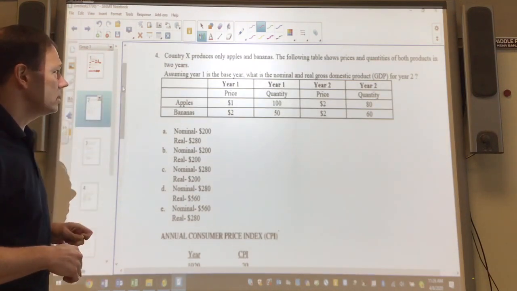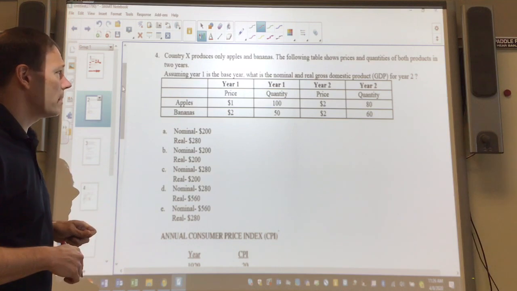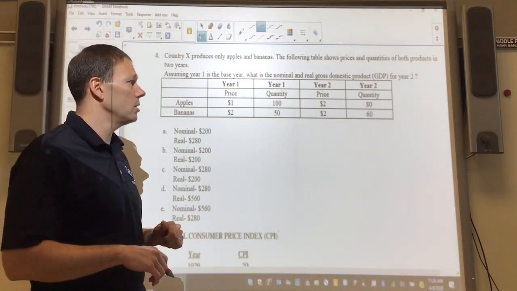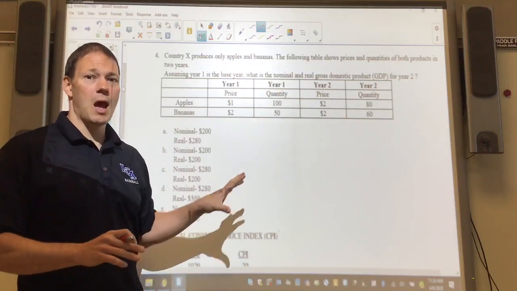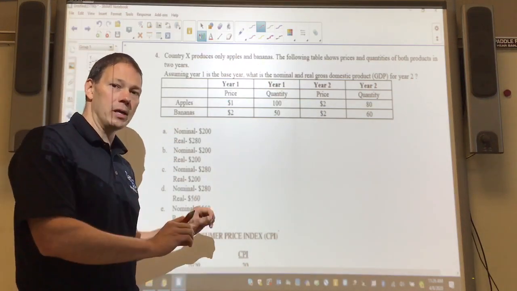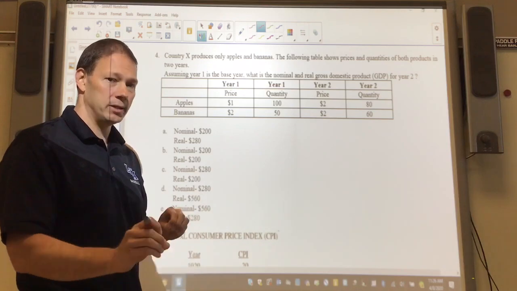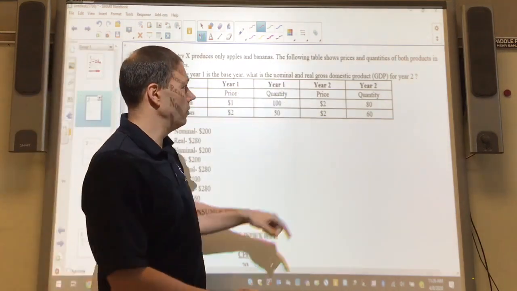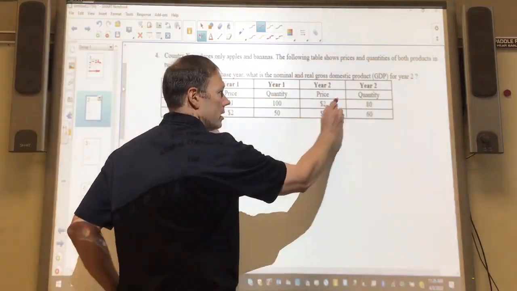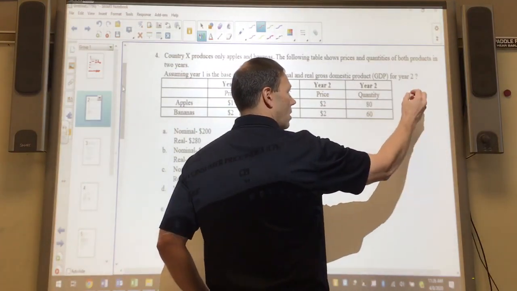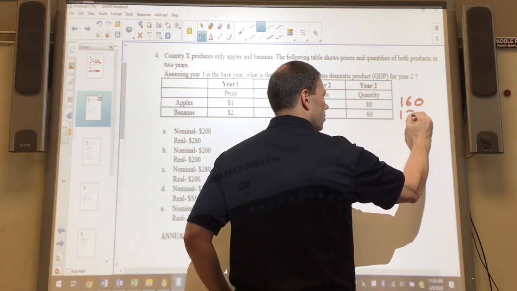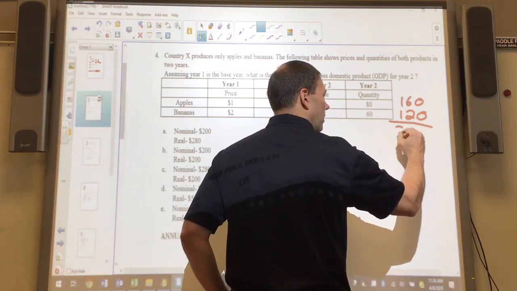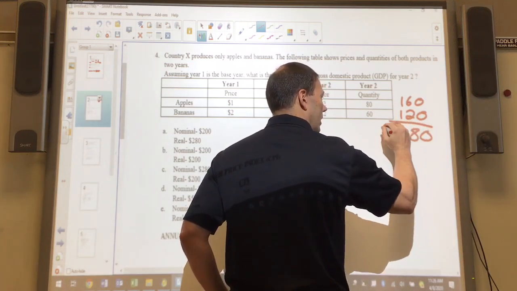Okay, you've got the two things here, apples and bananas, and they're going to talk about nominal and real. So this is a good reminder of how to do this. Remember, when you're given a chart like this, nominal GDP is that year's quantity times that year's prices. So let's look at year 2. Year 2's quantity times the prices. You've got 2 times 80, which is 160, and then 2 times 60, which is 120. So nominal GDP is going to be 280.